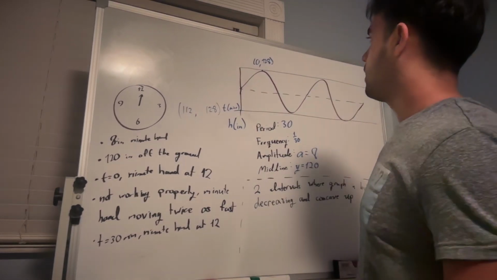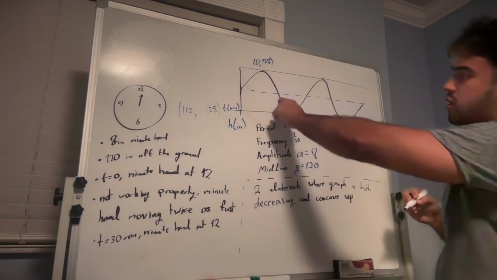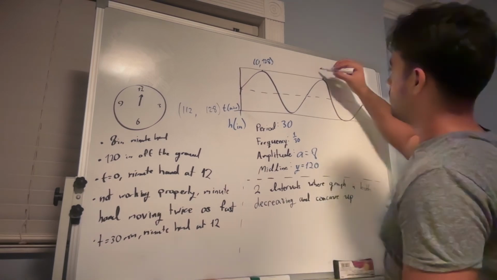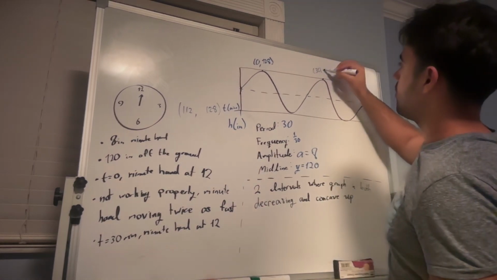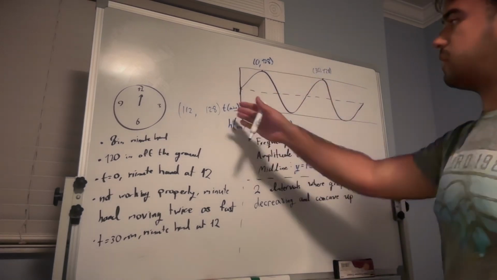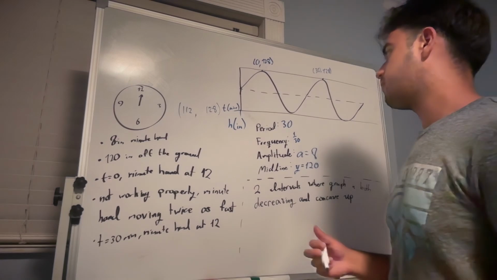128. And this means that over here, after one entire oscillation, it's past 30 minutes. So I'm going to put here 30, comma, 128. Because we have 30 minutes that have passed, and it's back at 128 inches, the minute hand.